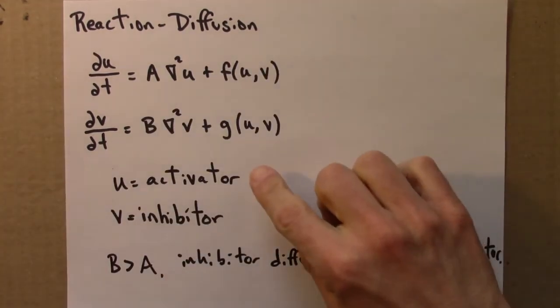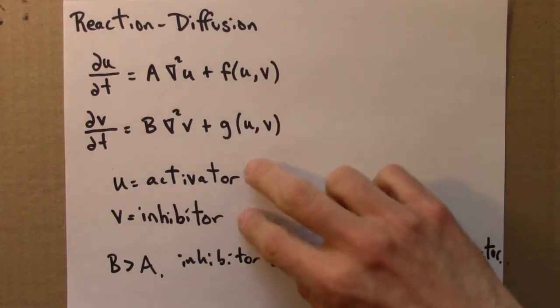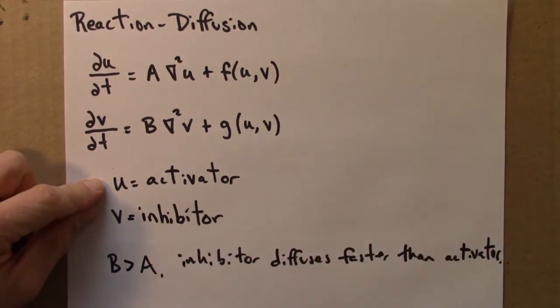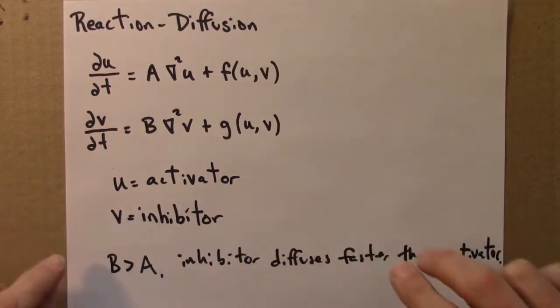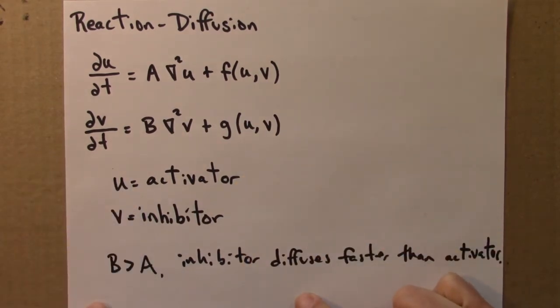So we have two different chemical species, two different types of chemicals playing different roles. One's an activator, one's an inhibitor. I'll describe that in a moment. And they diffuse at different rates, and typically the inhibitor will diffuse faster than the activator. And this will be enough to give us some sort of patterns. So let me try and describe some sort of made-up story for how this might work.